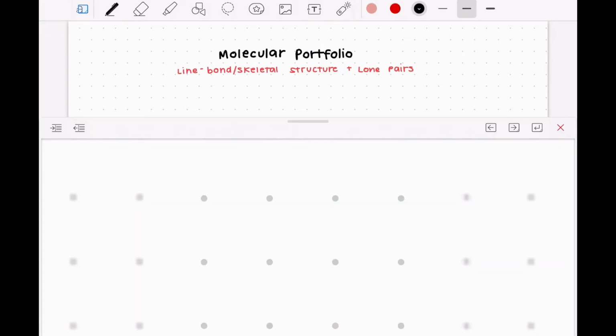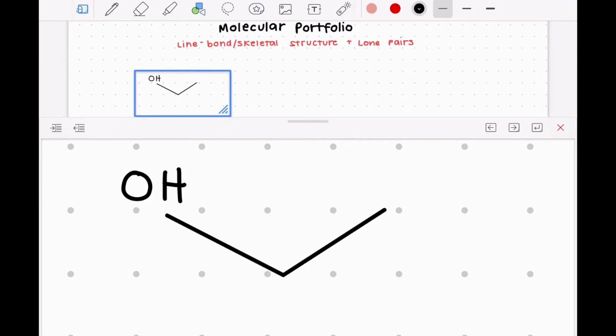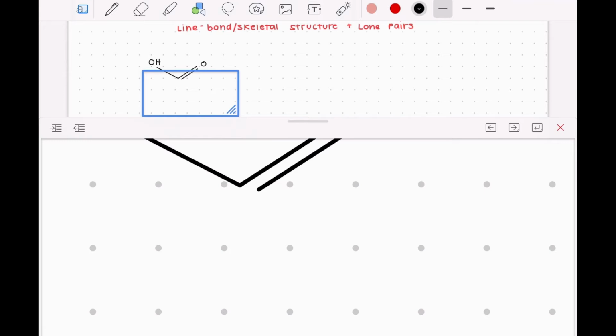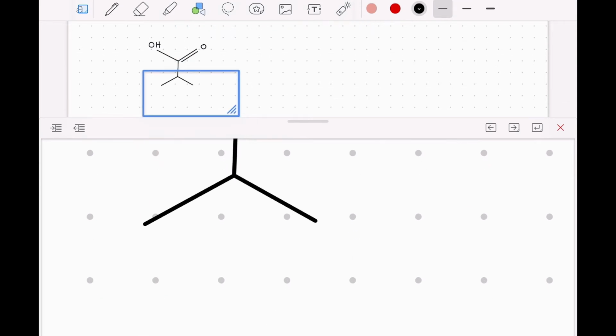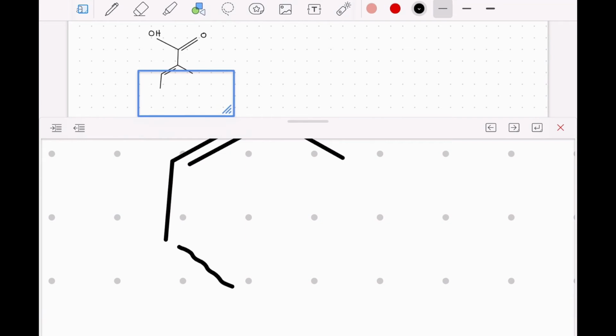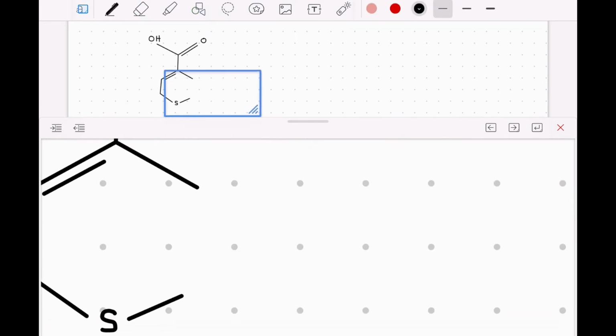Next, I'm going to be drawing the line bond skeletal structure for my antibiotic and its lone pairs. Cefalexin starts out with an OH, which is bonded to a carbon, and that carbon shares a double bond with oxygen. Starting out from that central carbon, we're going to be drawing out another bond, and this bond is connected to a carbon ring which shares a single double bond. So I'm just drawing out the rest of my ring here, and the ring is broken up by a single sulfur, but it continues on and is broken again with a nitrogen.